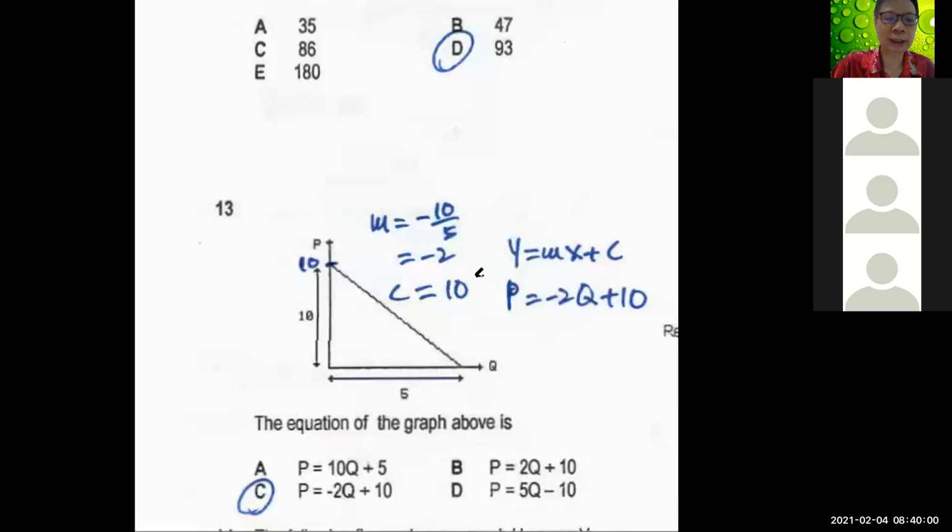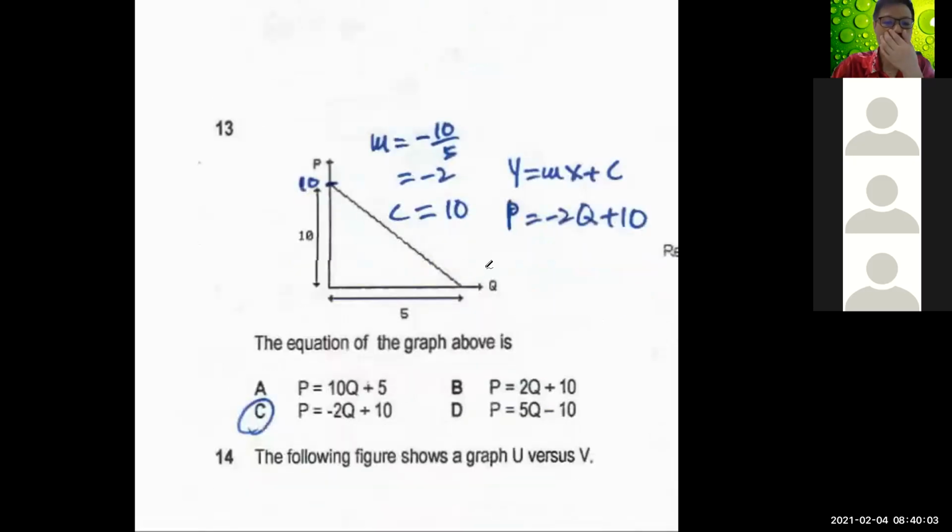Okay. So 13 is finished already. Now 14. The following figure.